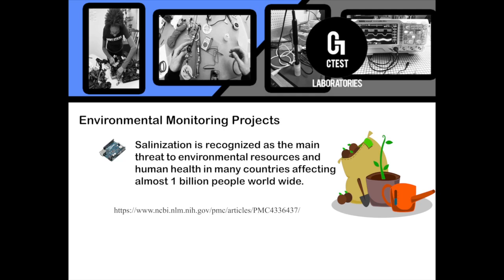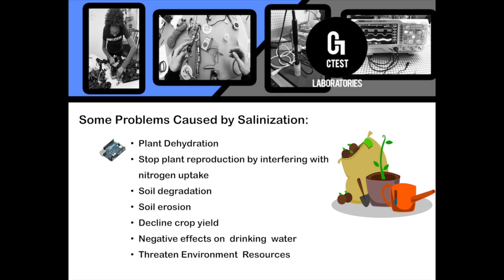Some of the problems caused by salinization are plant dehydration, and it can choke plant reproduction. If your plants or your garden, your flowers, stop growing, in some cases it could be due to salinization, soil degradation, or soil erosion. These are very big problems for soil worldwide.